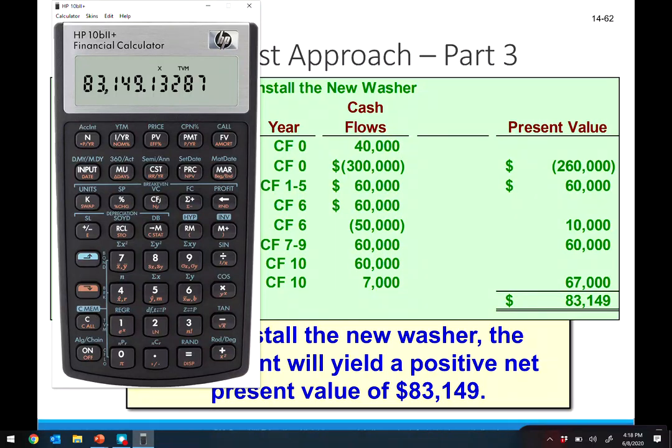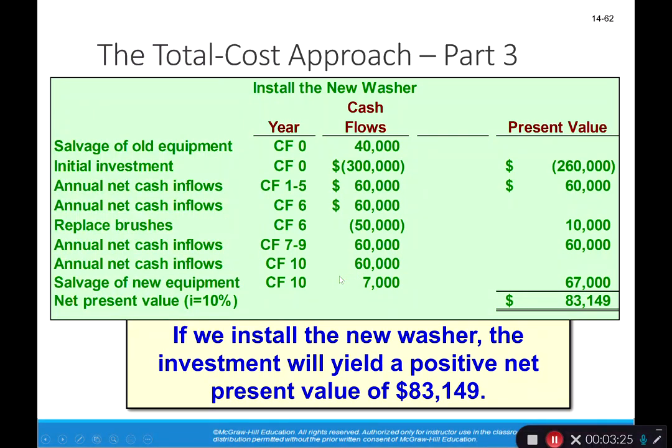So 83,149 is the net present value, which means this opportunity is earning more than the minimum. How much more? Well, why not do a little IRR and find out we're earning 17%. So we knew we were earning more than the minimum, but we know how much by looking at IRR. We're earning 17% by investing in the new washer.